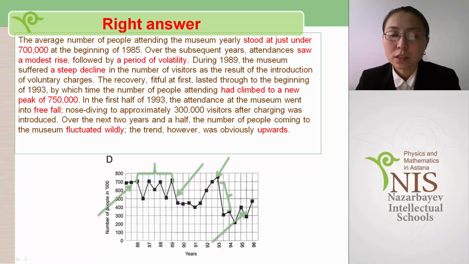Over the next 2 years and a half, the number of people coming to the museum fluctuated wildly. Can you see wild fluctuations? That it was a period of volatility. That's great. The trend, however, was obviously upwards. Where is the trend? Does it go up or go down? That's great. Now you see that the right answer was answer D. Now let's move on.